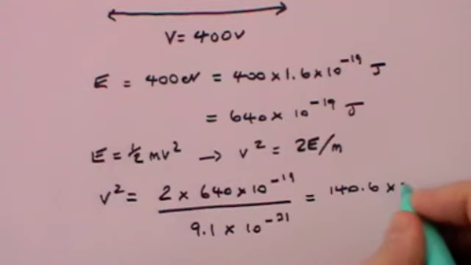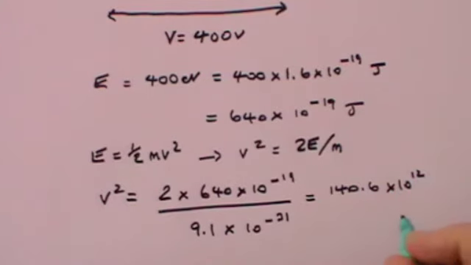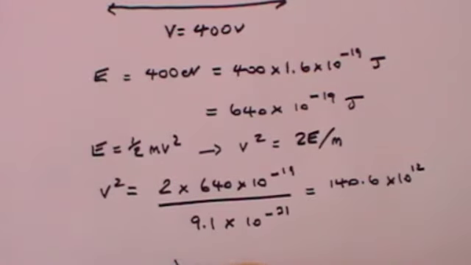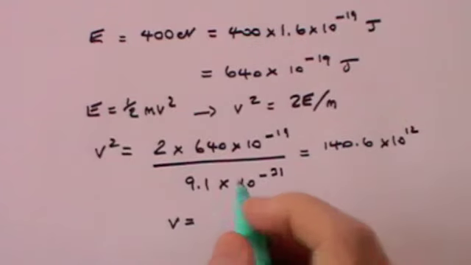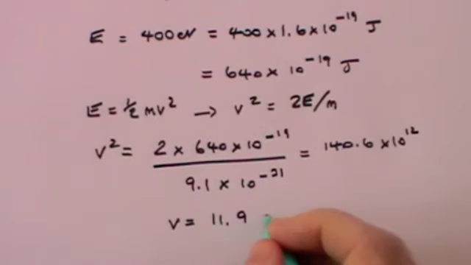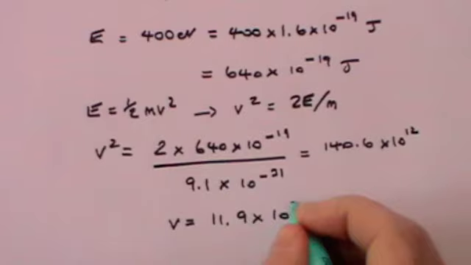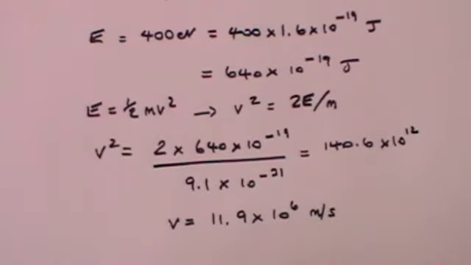And that comes to 140.6 times 10 to the 12 meters. Well, actually it's v squared. So now we need to take the square root of that value, and that comes to 11.9 times 10 to the 6 meters per second.